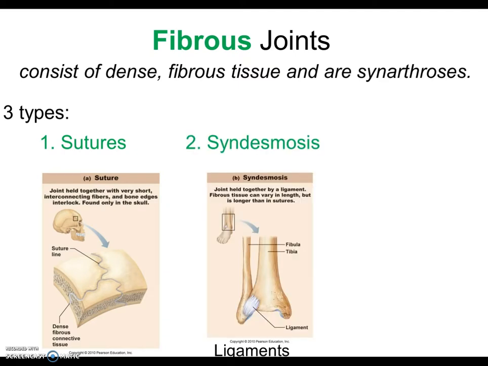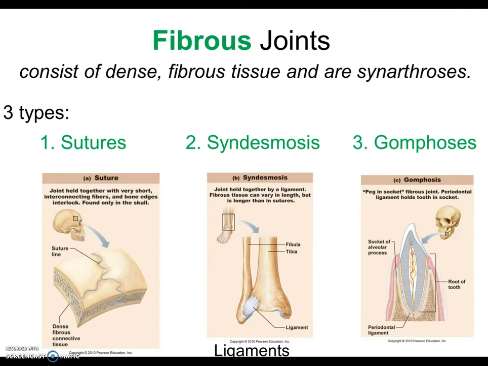Another example of a fibrous joint is called syndesmosis. Syndesmosis are joints that are held together by a ligament. So here we're looking at the end of the tibia and the end of the fibula. You can see the medial malleolus here and the lateral malleolus here. There's a ligament right here that's holding your tibia and the fibula together. So again, this is a syndesmosis joint. Now you won't be able to move your tibia and fibula with respect to each other because this ligament is immovable.